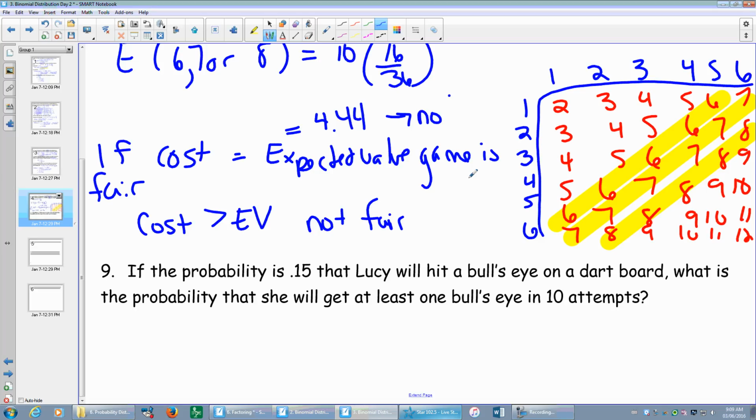Okay, our next example says if the probability is 0.15 that Lucy will hit a bullseye on a dartboard, what is the probability that she will get at least one bullseye in 10 attempts? So David, what do I know here? Can you tell me some information? My n value is 10 because I'm doing it in 10 attempts.